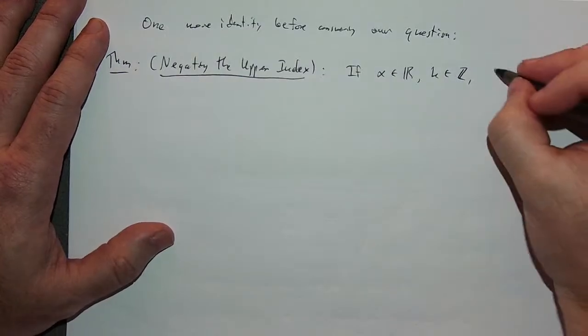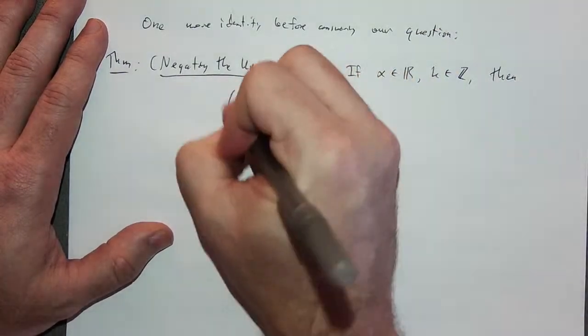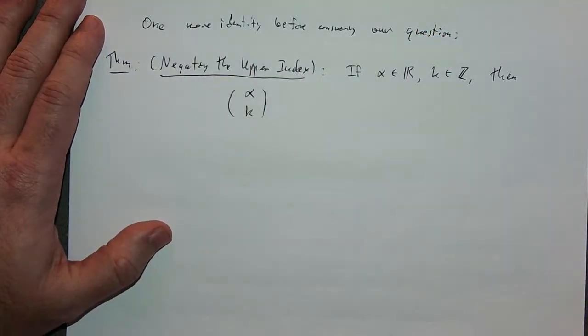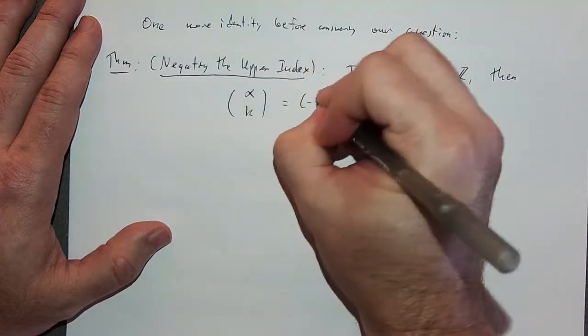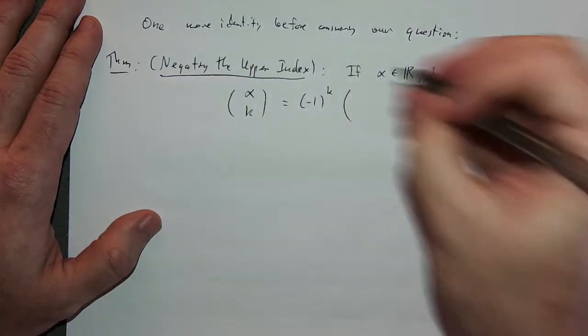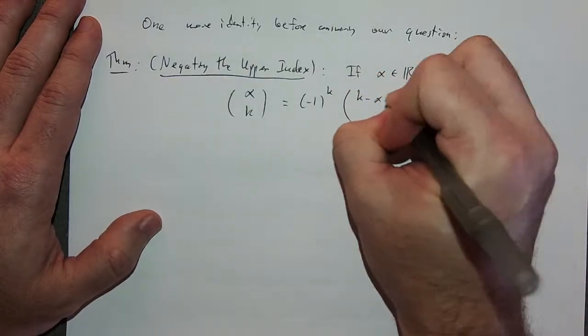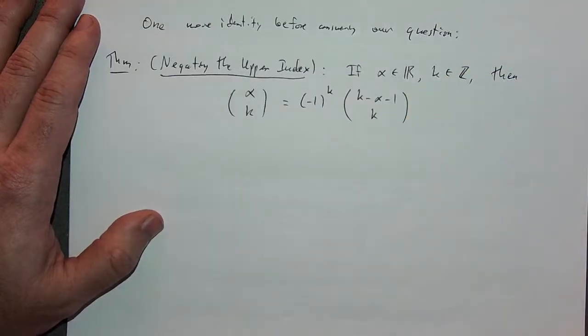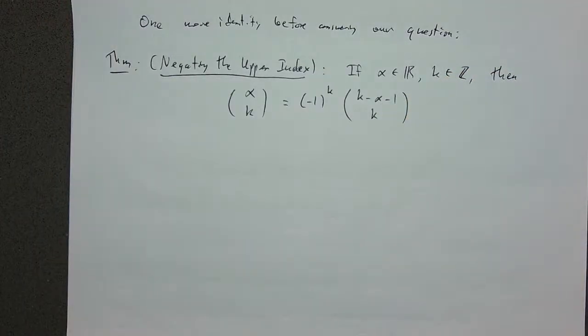Then this generalized binomial coefficient is equal to minus 1 to the k times k minus alpha minus 1 choose k. Think about why this is called negating the upper index.